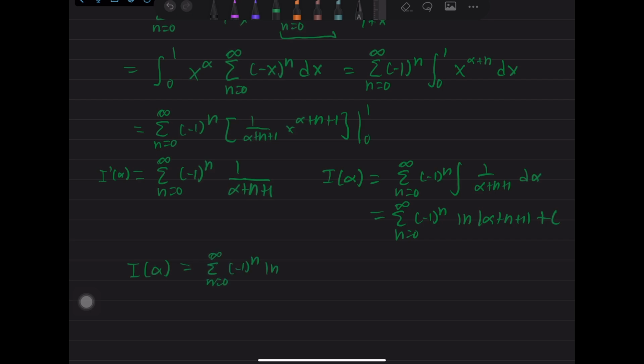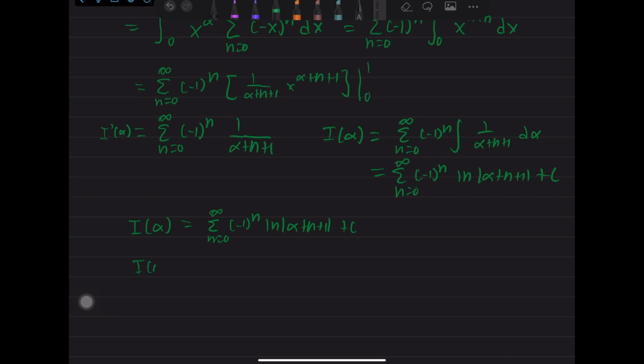Now what we're going to do is, using the fact that I of 0 is equal to 0, get an actual formula for I of alpha without this constant. So we're going to figure out what the constant term is now. So I of 0 is equal to the sum, and since alpha is 0, this is ln of n plus 1.